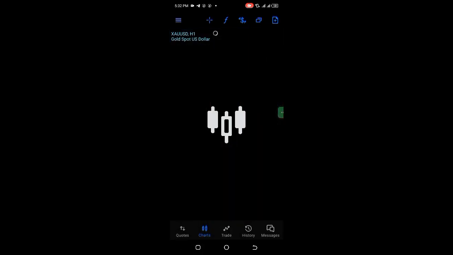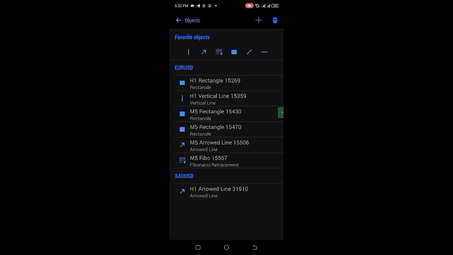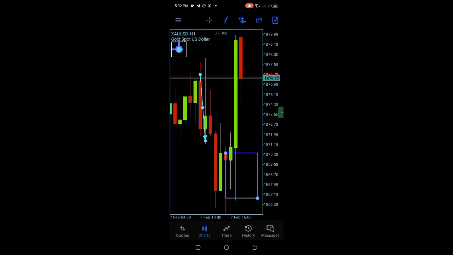So quickly, we spotted a bullish engulfing candlestick pattern here. This is the sell candle, and then we have the buy candle engulfing the previous. Okay, so this became our zone. I'm just going to mark out that zone properly right there.